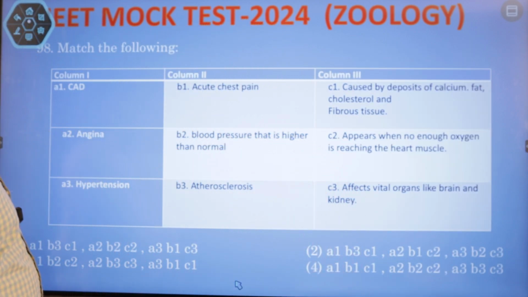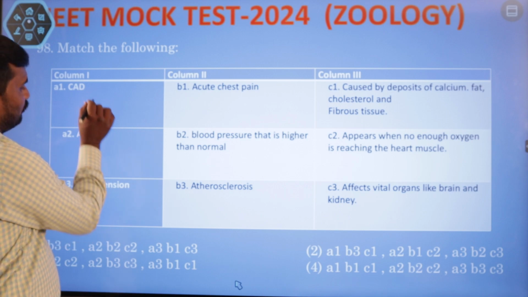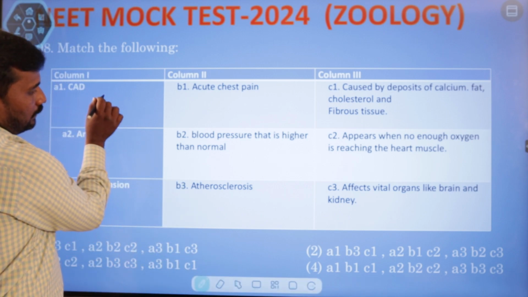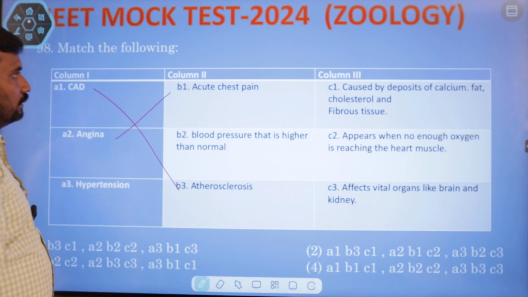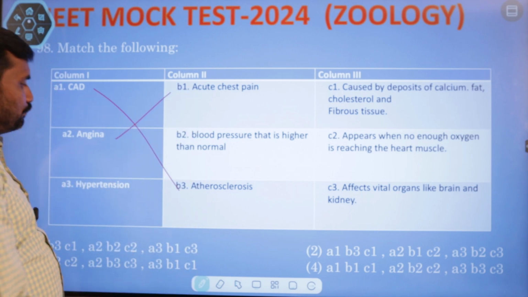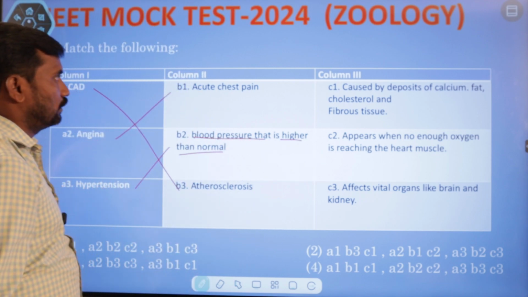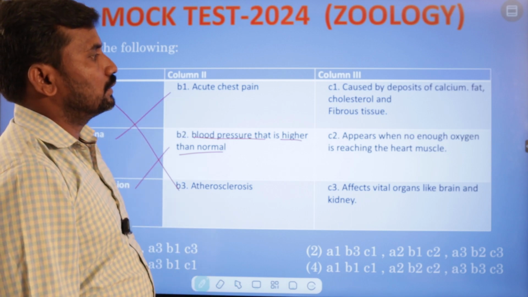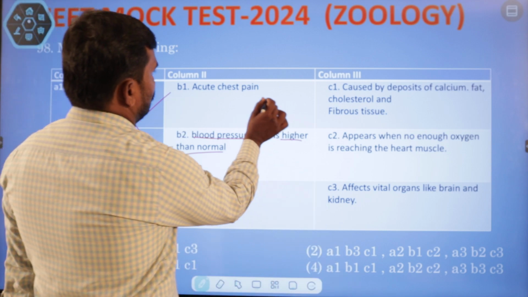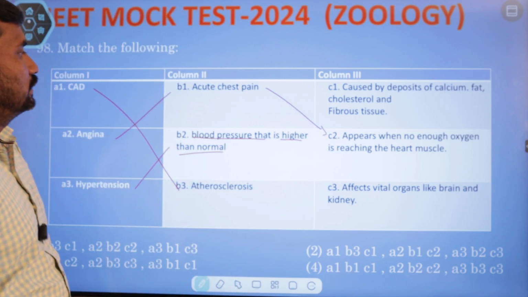Question number 98. This is a very important question, though basically simple. CAD is nothing but atherosclerosis. Angina is acute chest pain. Hypertension is blood pressure higher than normal. Acute chest pain appears when there is not enough oxygen supply.